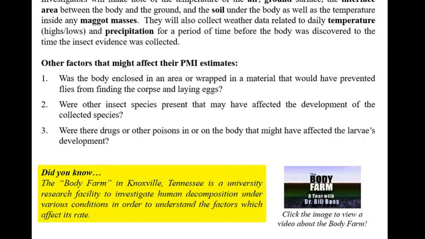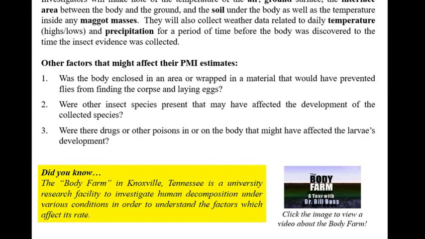Now, weather data is also important supporting evidence that is required to investigate entomological cases. Weather data plays an important role in analyzing insect evidence from a corpse. The investigator will make note of the temperature of the surrounding air, the ground or soil surface, the interface area between the body and the ground, the soil under the body, as well as the temperature inside any maggot masses. Maggots are the developmental stages of the insects, the larvae, and we can call them the developmental stages of the insects.